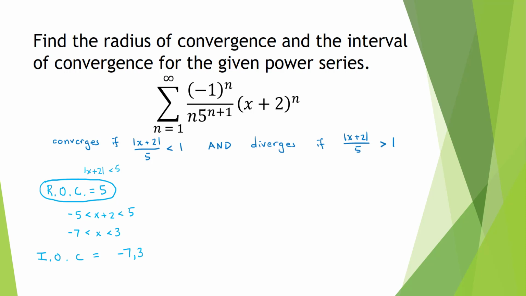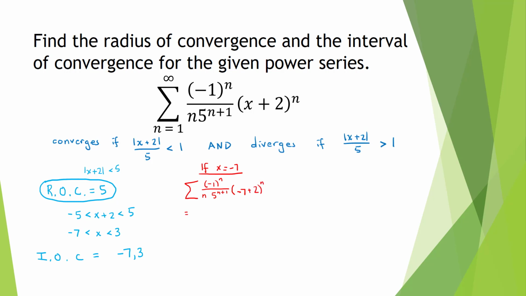However, we don't know whether we should include the -7 and 3 or not. In other words, whether we should have a round parenthesis or a square bracket on each end. So we need to test those two cases separately. If x equals -7, then we're looking at the series of negative 1 to the n divided by n times 5 to the n plus 1 times the quantity negative 7 plus 2 to the n power. Notice I'm plugging in negative 7 for x.